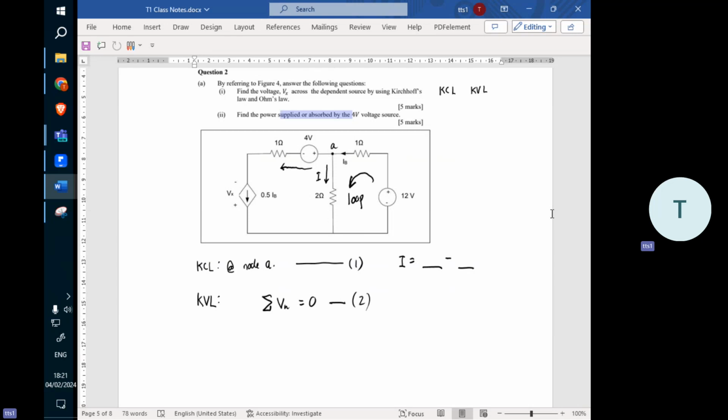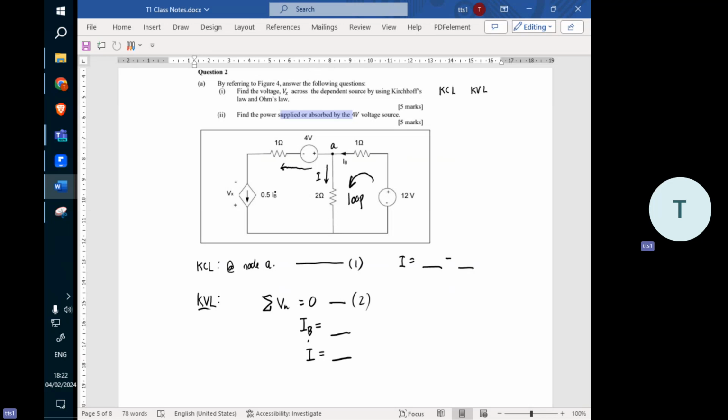After you go through step number 2, KVL, after you sum all the voltages, you will be able to determine the IB. You will find the IB equal to something. From the KVL you'll find the IB. Then you use this IB, replace into number 1, you get the I. After you calculate IB, then you can calculate the I, because this I is based on IB.